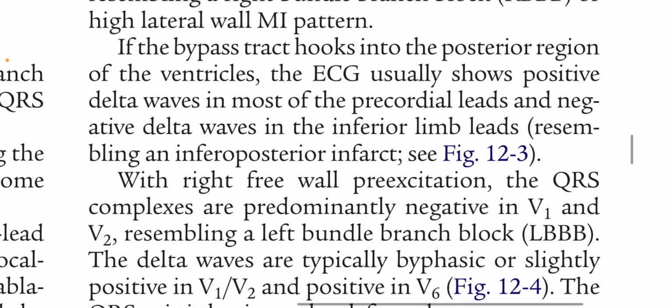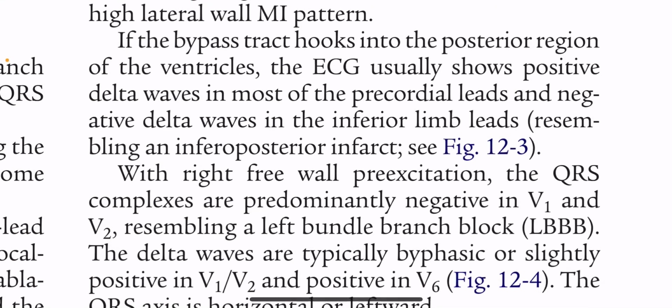infarct. If the bypass tract is in the posterior region of the ventricle, the precordial leads will be positive and the inferior limb leads will be negative. If precordial leads are positive and inferior leads are negative, then the bypass tract is in the posterior region of the ventricle.